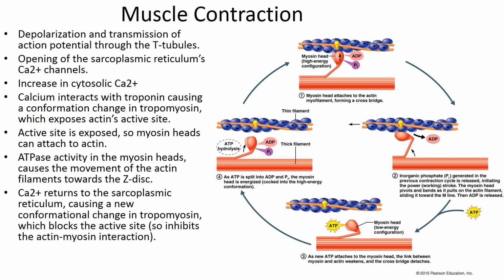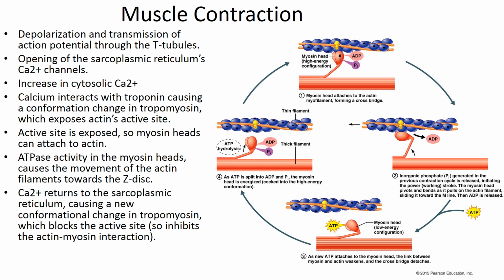The release of ADP plus phosphate from the high-energy myosin head causes the head to pivot and bend as it pulls on the actin filament, sliding it towards the midline. This is sometimes referred to as the power stroke and is equivalent to the contraction of the muscle. And you can see that here in the figure.